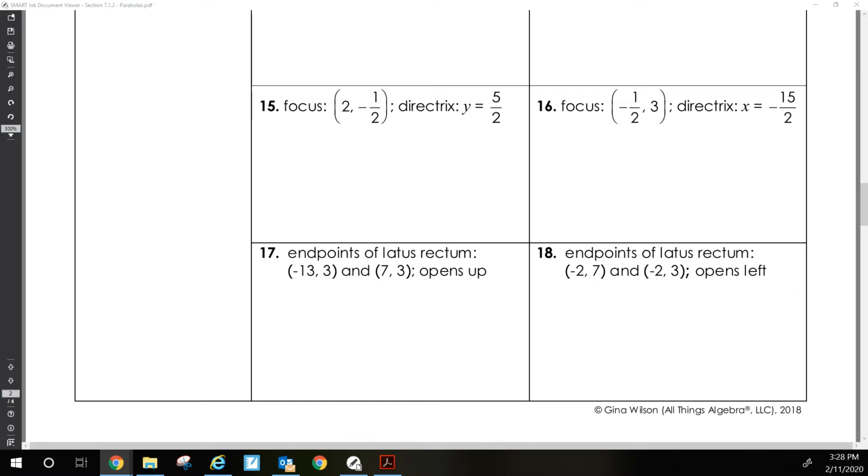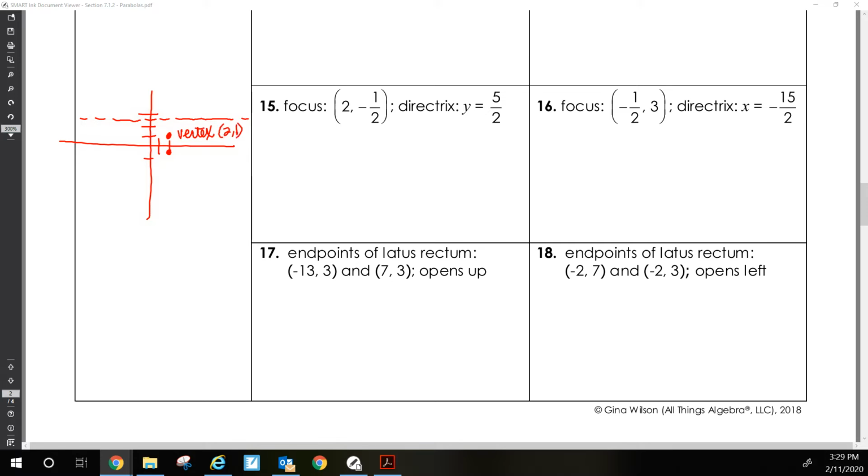For 15, we've got a focus and a directrix. Our focus is at (2, -1/2), so roughly about here. And my directrix is at y = 5/2, that's 2.5, so roughly about here. Halfway between my focus and my directrix is going to be my vertex. The distance between -1/2 and 2.5 is 3. Half of 3 would be 1.5. So if I go up half and one more, I'm right here, and this is my vertex. That guy is going to be (2, 1).